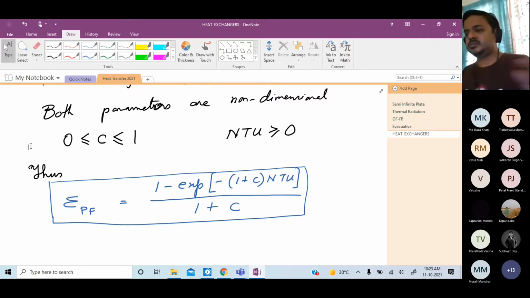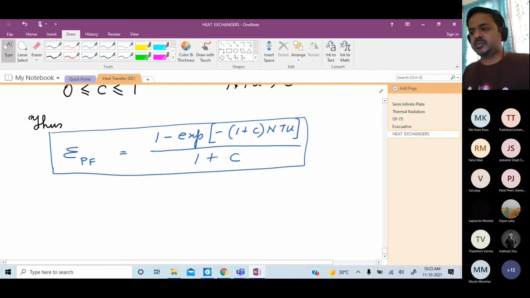So for counter flow again, we can find a similar expression.